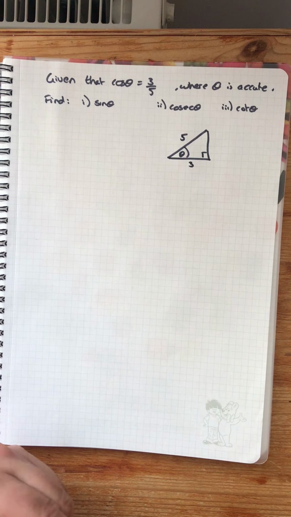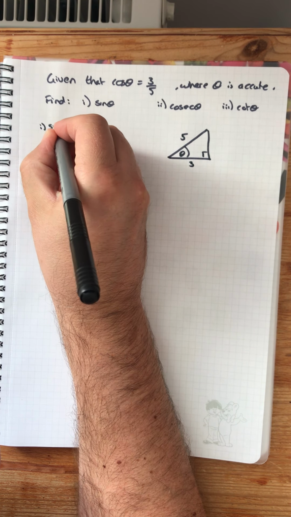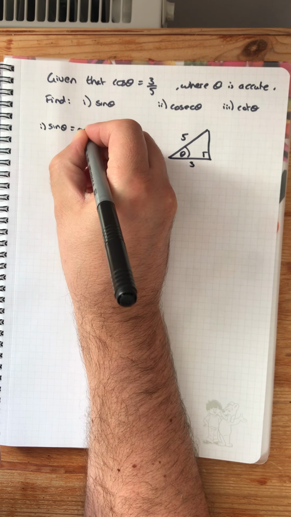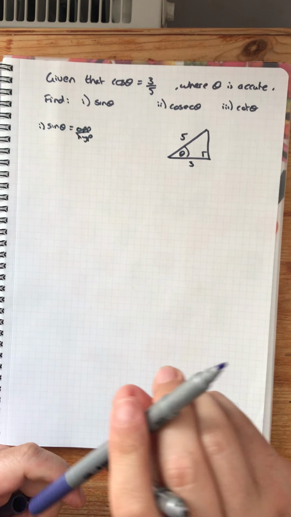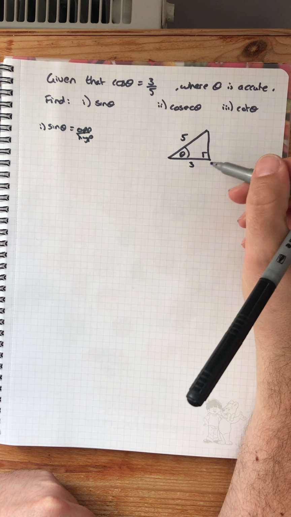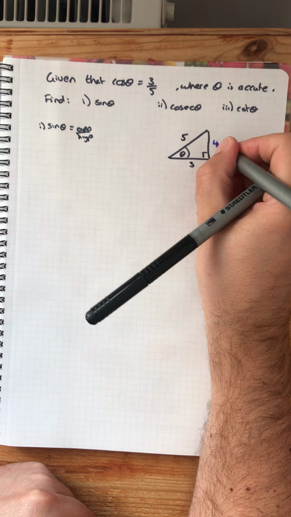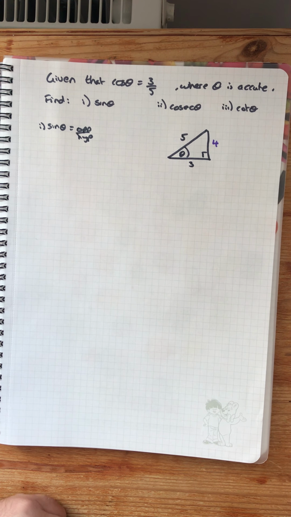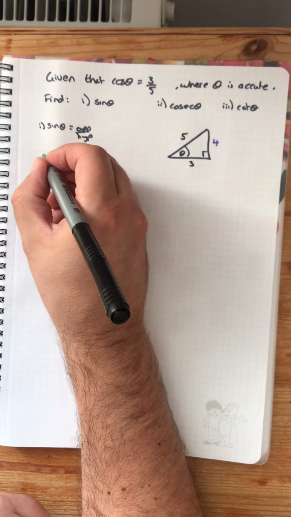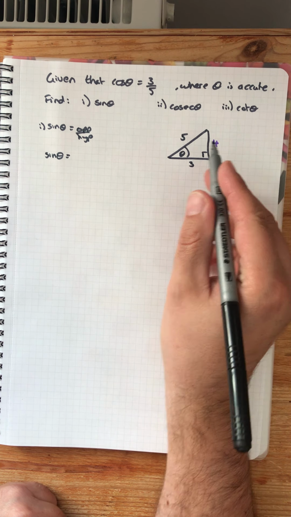If I want to do sine theta, then we are going to just be thinking that sine theta is opposite over hypotenuse. So I need to know the opposite side. So it's a quick bit of Pythagoras here to work out the missing side. 5 squared take away 3 squared and square root it. Of course, to make life even more straightforward, it was a Pythagorean triangle that I'd given you. So it's a 3, 4, 5 triangle. So sine theta is equal to opposite over hypotenuse, so 4/5.